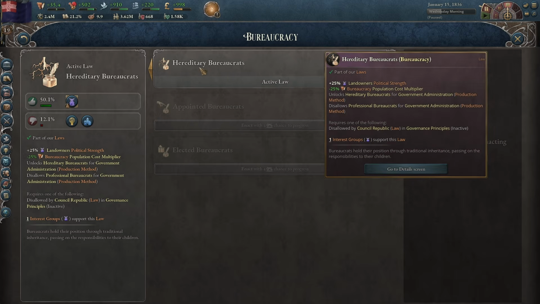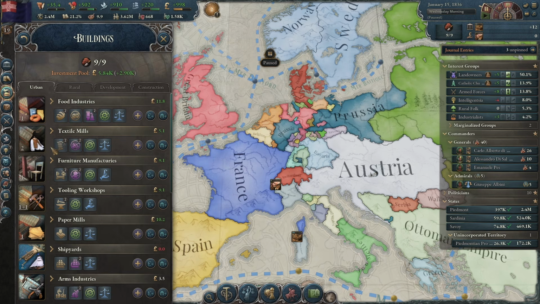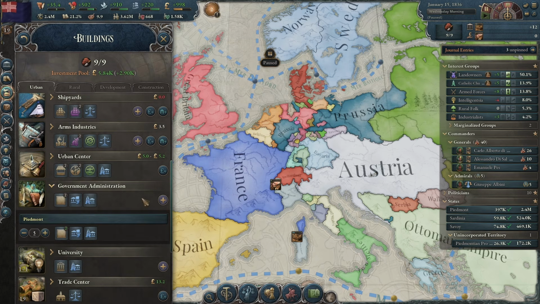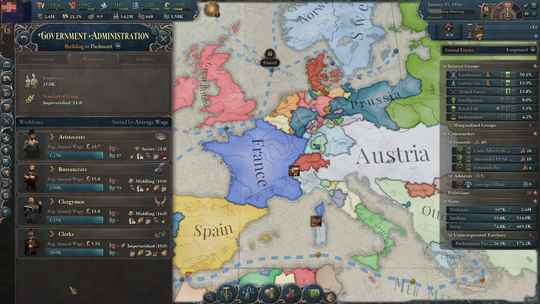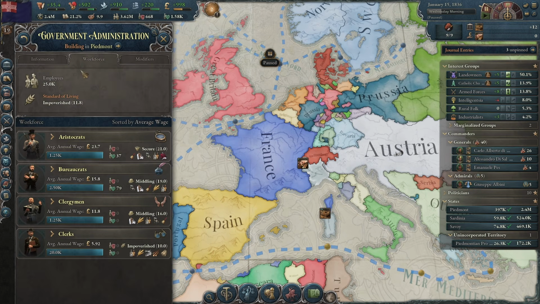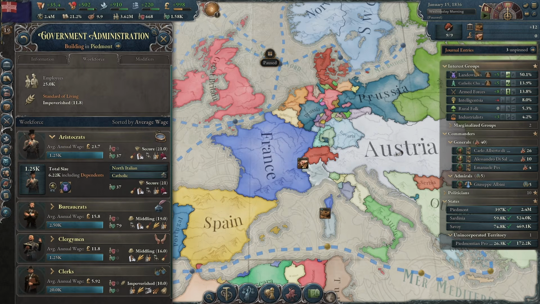Right now, we are on hereditary bureaucrats, which means that, unfortunately for us, our government administration buildings are going to be employing aristocrats. That in turn means that our landowners are going to be more powerful, which in turn means our nation is going to be harder to liberalize. Now, how do I know all of this? It's because of the nature of a building. A building is going to employ pops, give them jobs, but those pops are in turn going to associate with certain interest groups, largely based off of their profession, although not exclusively.